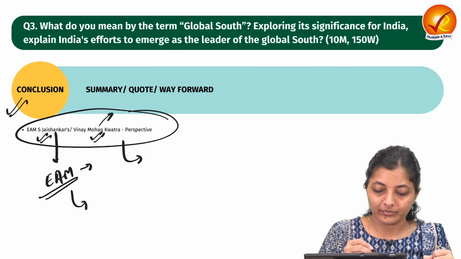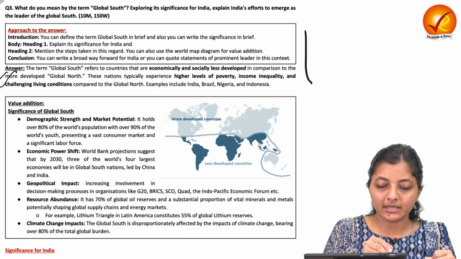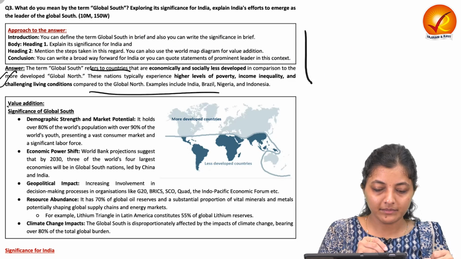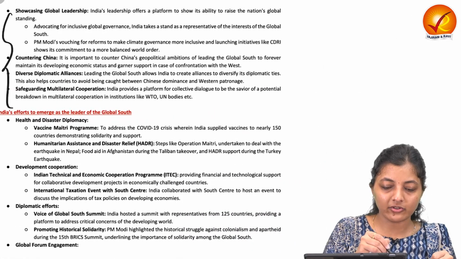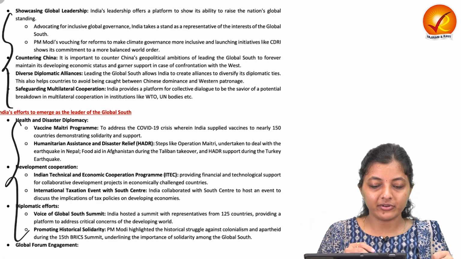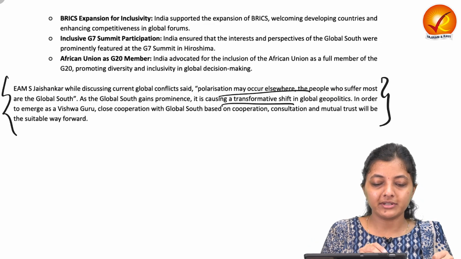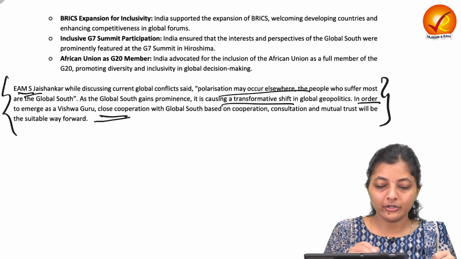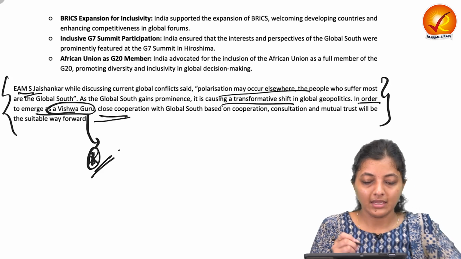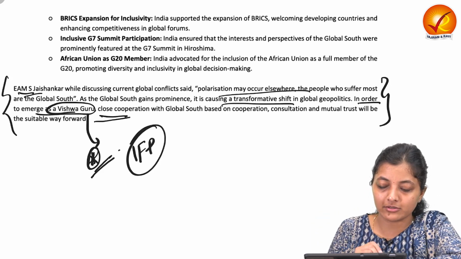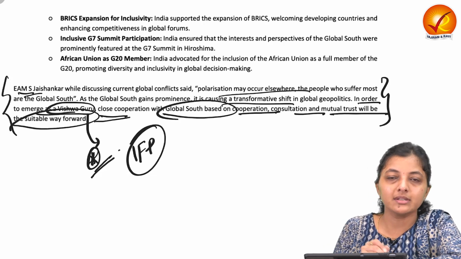So you can write in the model answer, starting with the definition of global south, then the significance, which you can represent in diagrammatic format, then the significance for India, and what efforts India is taking to emerge as the leader of the global south. Finally, the conclusion, some sayings of the External Affairs Minister, and in order to emerge as a Vishwa Guru, you can write this vocabulary because it's in the news and it's in accordance with our Indian foreign policy also: that close cooperation with the global south, based on cooperation, consultation and mutual trust, will be the suitable way forward.